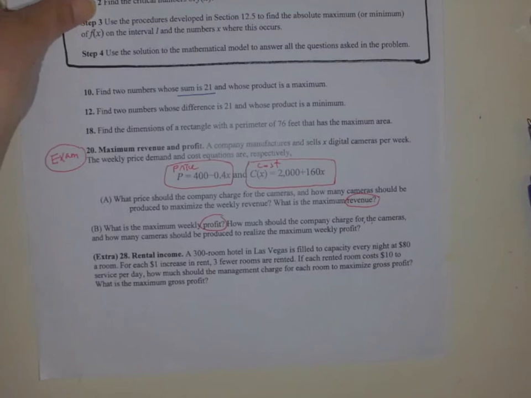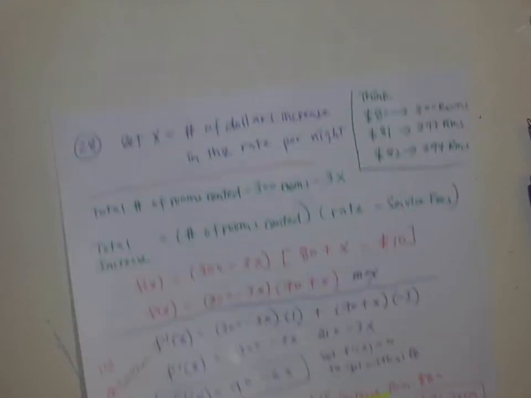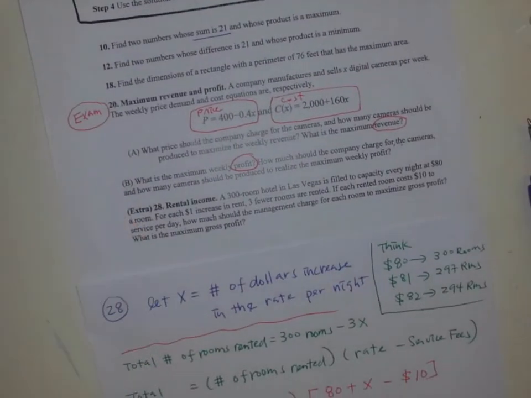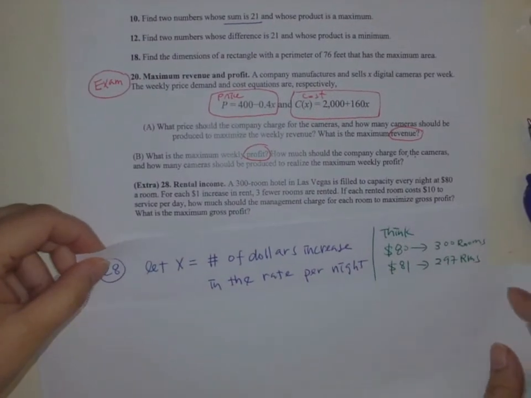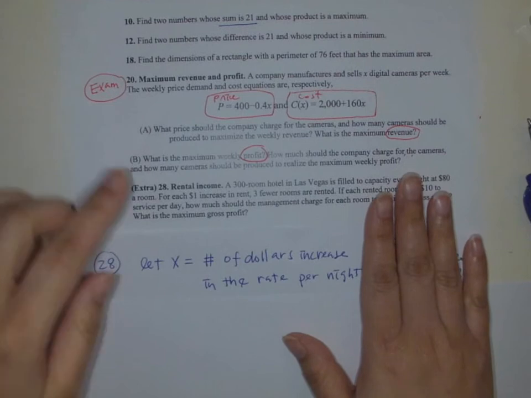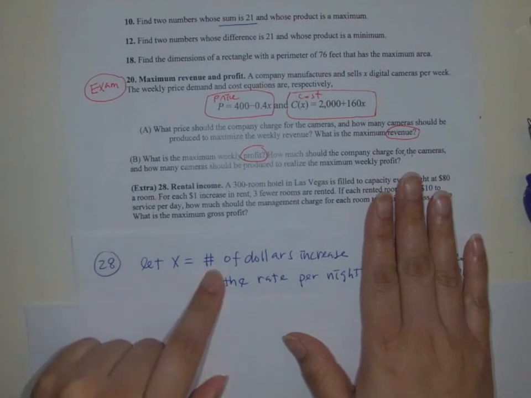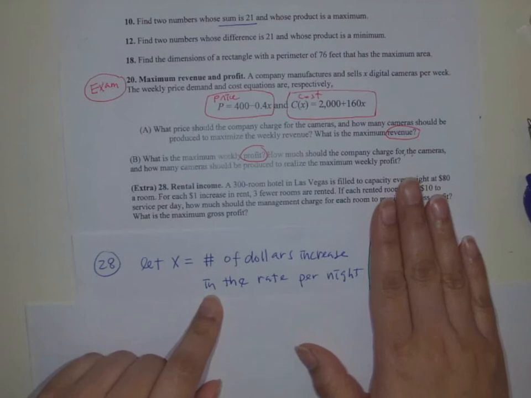All right, ready? Okay. So we did that here. I can explain to you what's going on. So first of all, what you need to do is set up the variable. We let x equal how many dollars you want to go up from the original $80 a night. So this is per night per room.